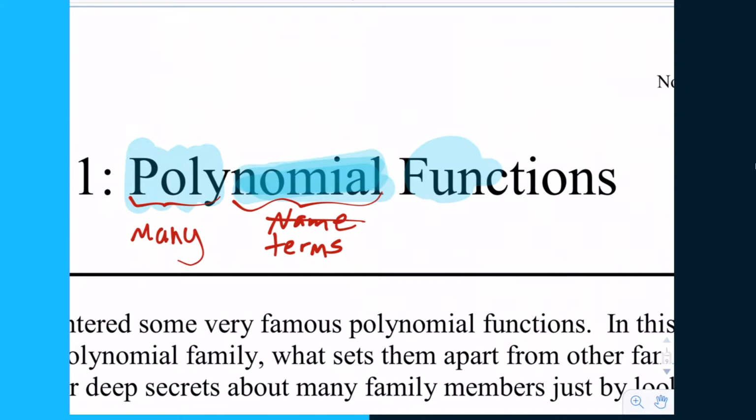Now, the terms themselves, as you're going to soon see, have to be qualified. They can't just be like any term. They're going to have to be terms of a very specific type. So polynomial is a many-termed function, and of course, we know what functions are, right? They're fun, and they have passed vertical line tests, something like that.